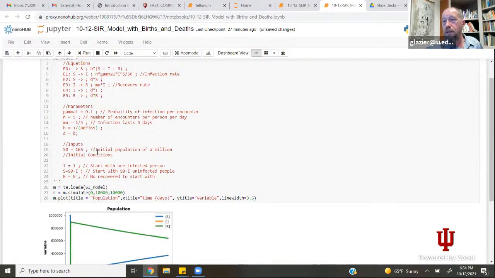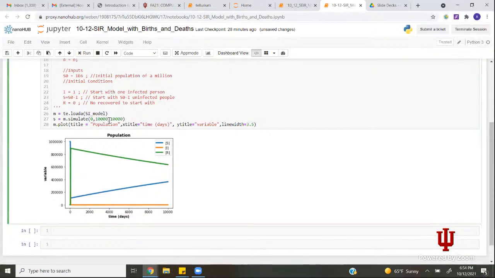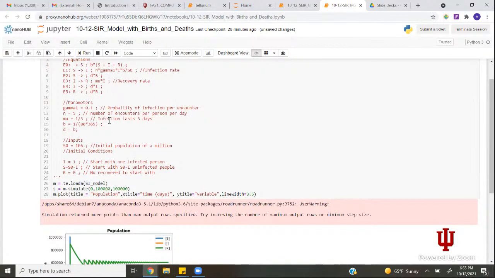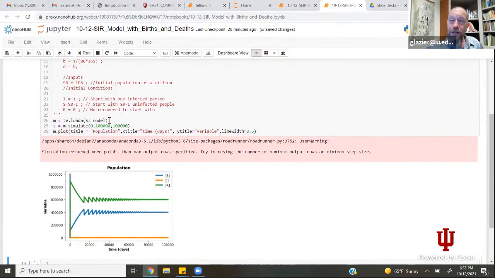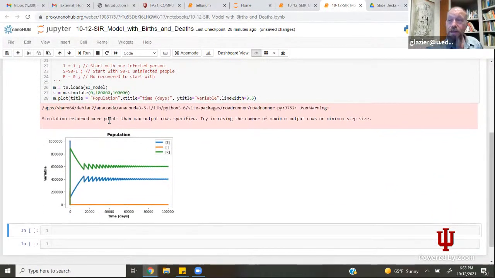Let's see. Okay, so now we have long oscillations. And now we have to go to even longer time. What would happen? So, you want me to increase the time again? Okay, so here we have a long period.